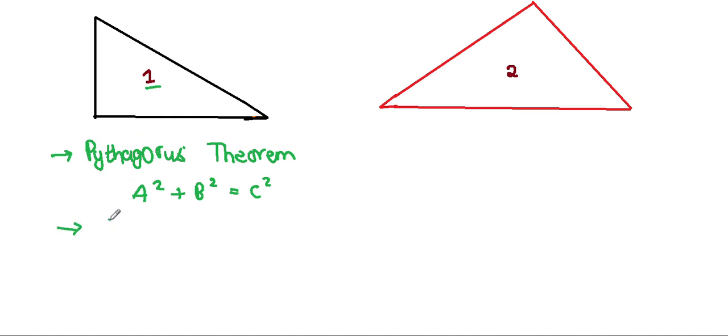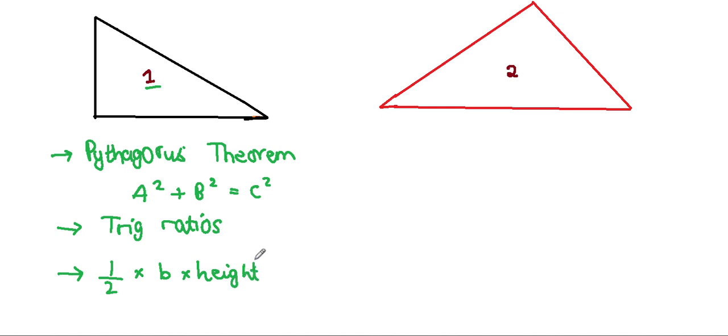The other thing that you should always remember are the trigonometric ratios. The trigonometric ratios include sine equals perpendicular over hypotenuse, cosine equals base over hypotenuse, and tan equals perpendicular over base. The third thing that you should remember is the area of the triangle, that is 1 over 2 multiplied by base multiplied by height. And height here represents this length, right? And base represents this length. So I hope this is clear.